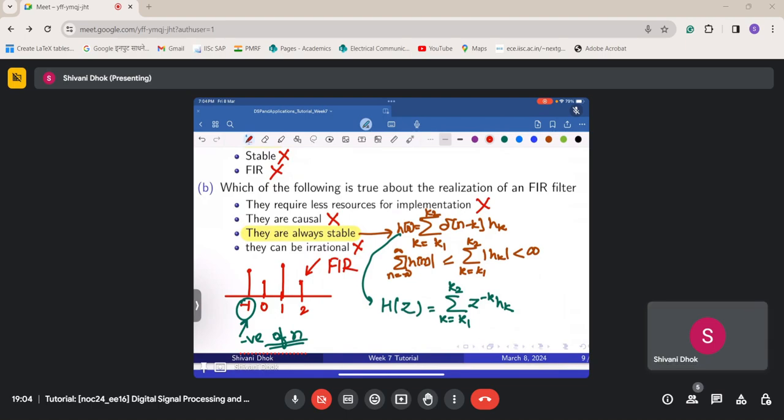Madam, can we say it another way? Because all the poles are at the origin, all the poles are inside the unit circle. That's why it is stable. Yes, you can say that. No, wait. If all the poles are inside the unit circle, I don't think you can say that.